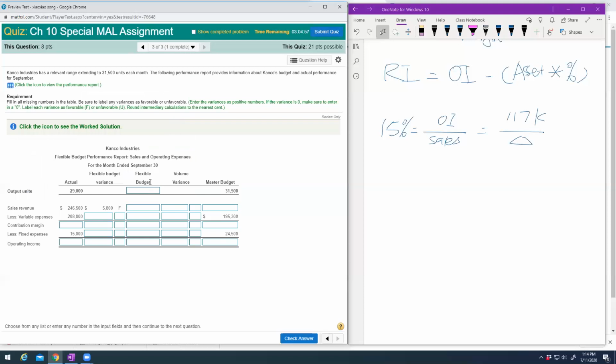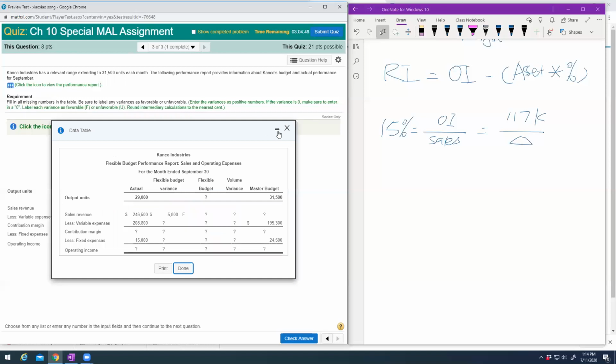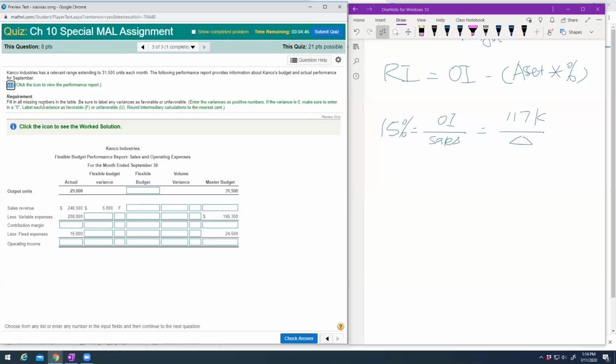Okay, let's look at this one. This one says that you have written this about your budget and the actual performance. It's the same, asking you to fill in all missing parts, and be sure to indicate favorable or unfavorable. This is very similar to my summary one. I think this is still my notes, so I stole their notes.